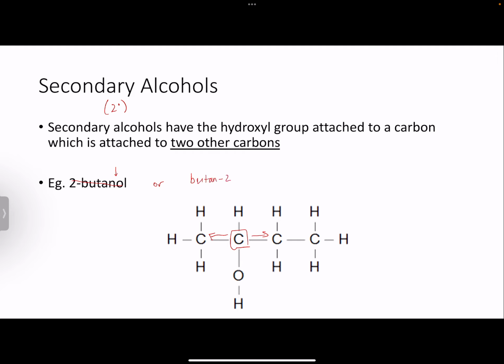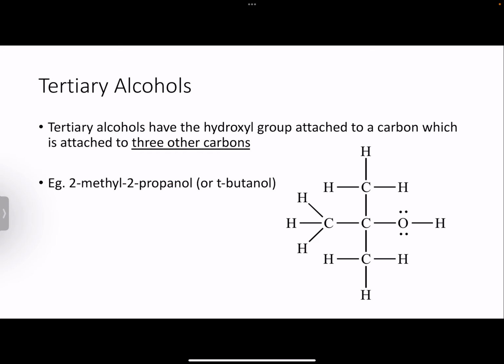So buten-2-ol. And I know some of you are going to be wondering, what if there's a double bond? The exact same thing we've talked about, we would just change that to -en or -yn if it was a triple bond. So it still follows all of our rules, we're just making the name more informative.